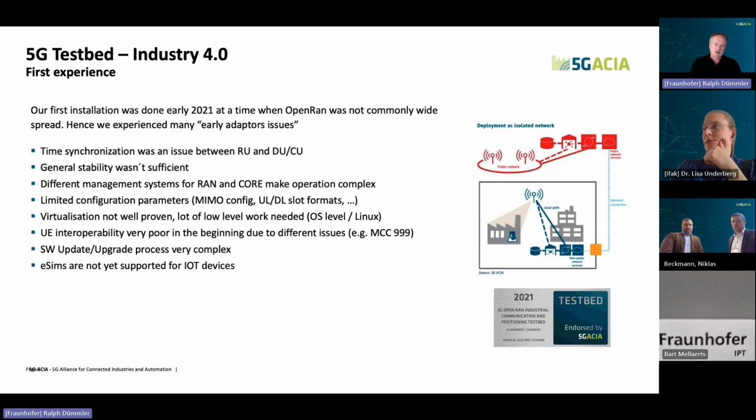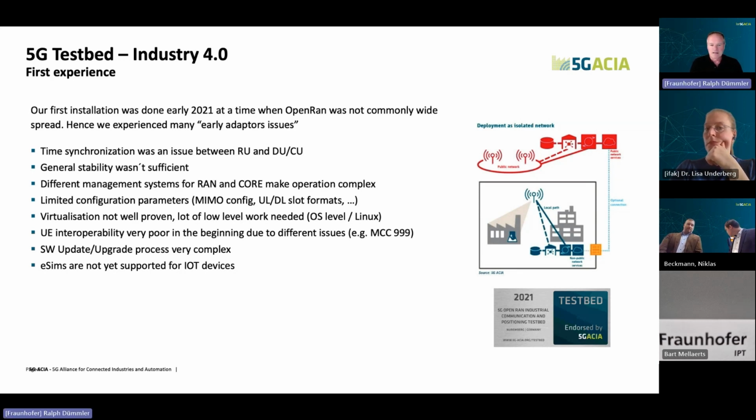Another big topic back in 21 was the UE interoperability. It was at the beginning very poor. Many UEs, CPEs or smartphones, whatever, they simply didn't work with private networks due to a special network numbering scheme, the mobile country code of 999. And this country code was barely accepted by user equipments at this time. It changed a bit, but still this is an open topic even today.